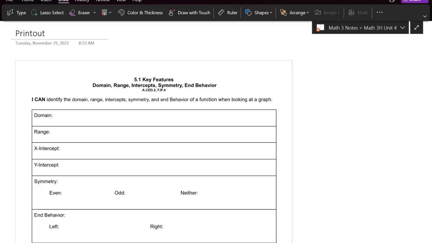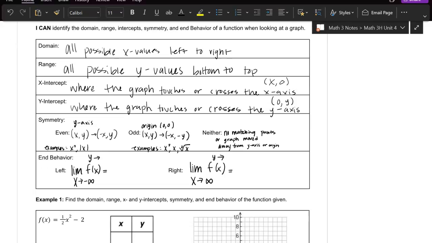So I'm going to write those definitions and then you can pause and write them as well. Okay, here are the definitions. You can pause and write those down or follow along.